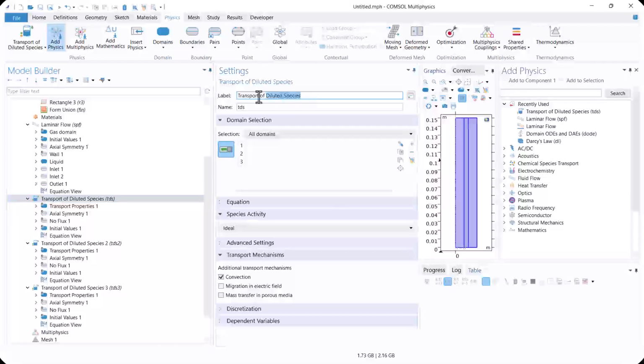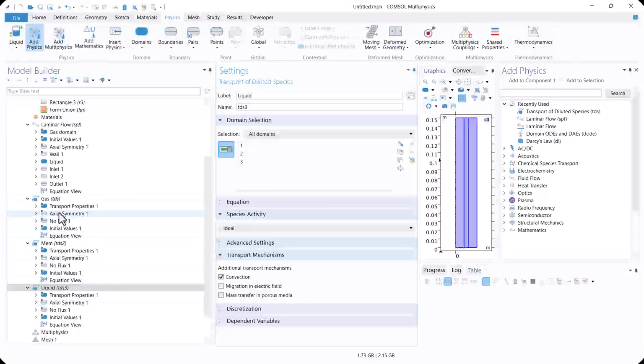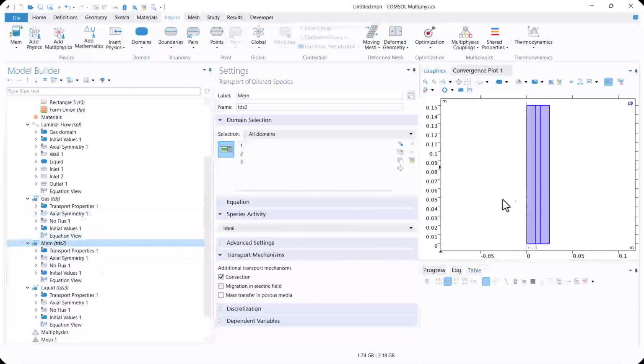It is actually a gas domain, and it is our membrane, and finally we have a liquid domain. Now click on gas, and here we need to remove the liquid domain and the membrane domain. Click on membrane, so we remove the liquid and gas, and finally in liquid we need to remove the gas and the membrane domain.